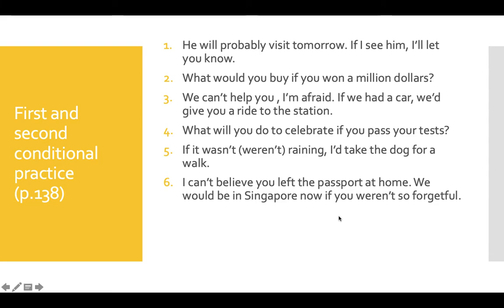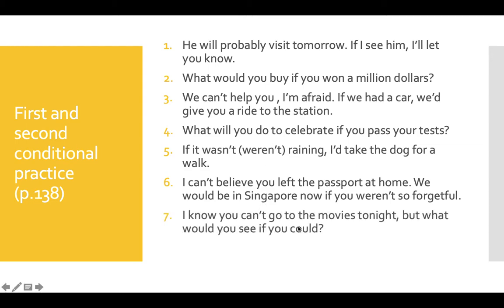7, I know you can't go to the movies tonight, but what would you see if...? So you can't go. This is the reality. We want to talk about the opposite of the present moment. In other words, we need to use the second conditional. I know you can't go to the movies tonight, but what would you see if you could?